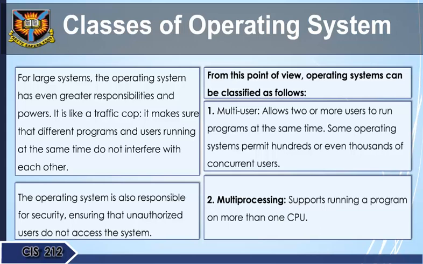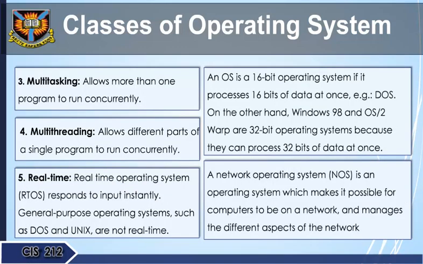1. Multi-user. Allows two or more users to run programs at the same time. Some operating systems permit hundreds or even thousands of concurrent users. 2. Multiprocessing. Supports running a program on more than one CPU. 3. Multitasking. Allows more than one program to run concurrently. 4. Multithreading. Allows different parts of a single program to run concurrently. 5. Real-time. A real-time operating system responds to input instantly. General-purpose operating systems such as DOS and Unix are not real-time.